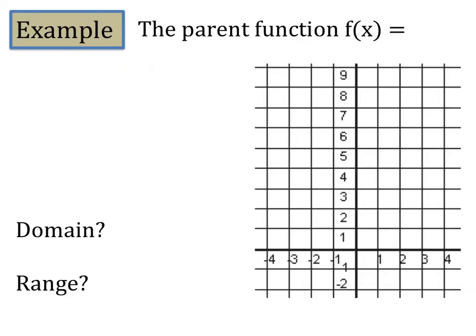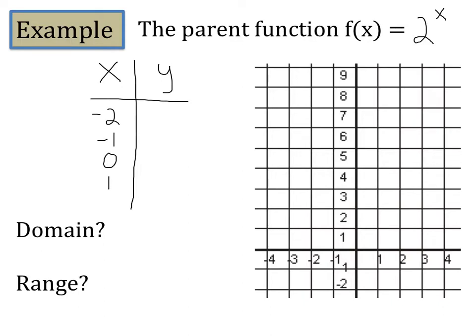Let's start by looking at the parent function of f of x equals 2 raised to the x. Now I want to graph this, so I want to make an x and y table so we can get some points for our graph. So I'm going to pick x values of -2, -1, 0, 1, and 2. Now what I'm going to do is I'm just going to plug those x values into my function over here. So I'm going to have 2 raised to the -2, which we know is 1 over 2 squared, which is 1/4.